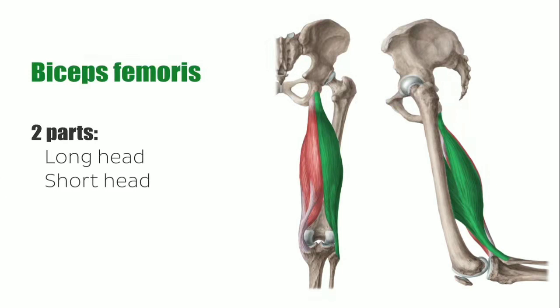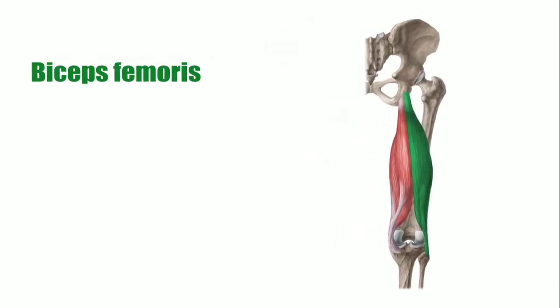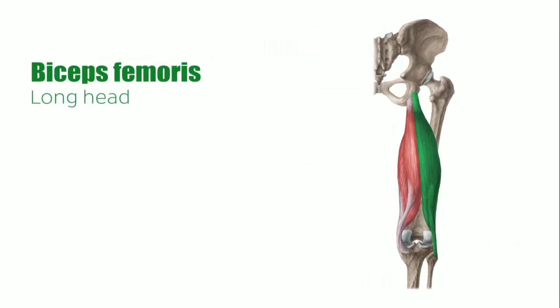You can clearly see here on this image where it's contracted, the long head going all the way up, and then you have the short head here. We're going to learn the origin points for both of these heads and also the insertion points right following this slide. Now let's start with the origin point for the long head.